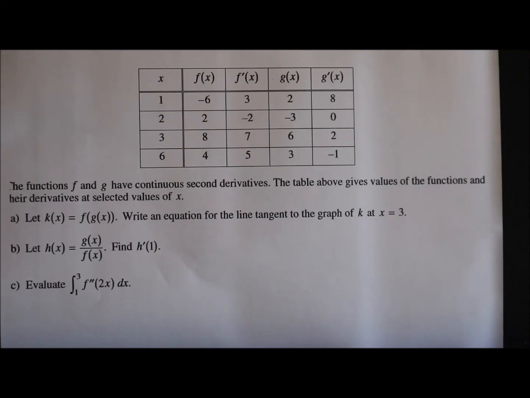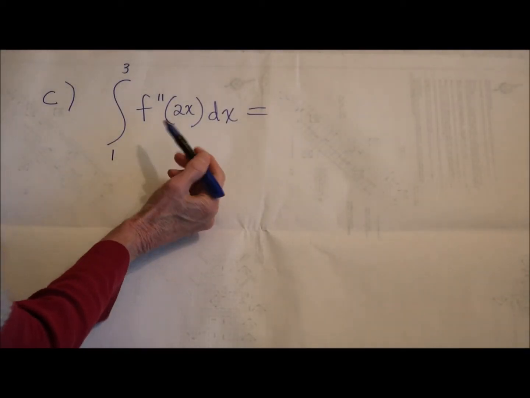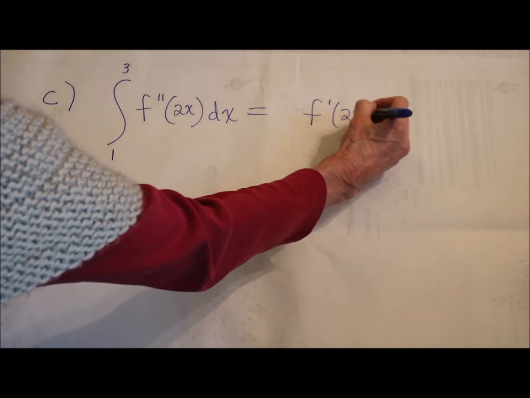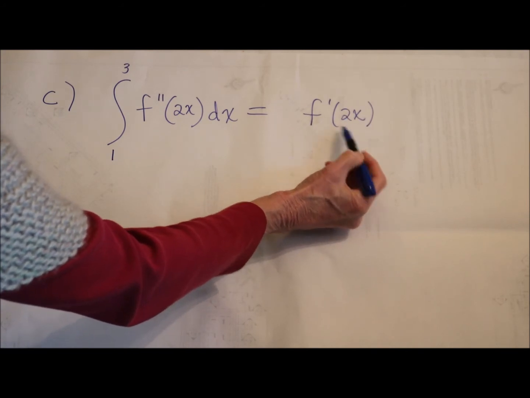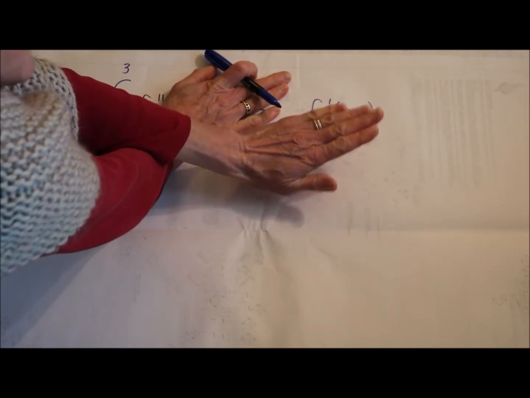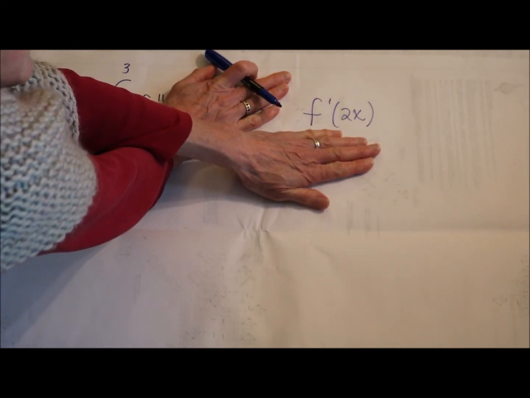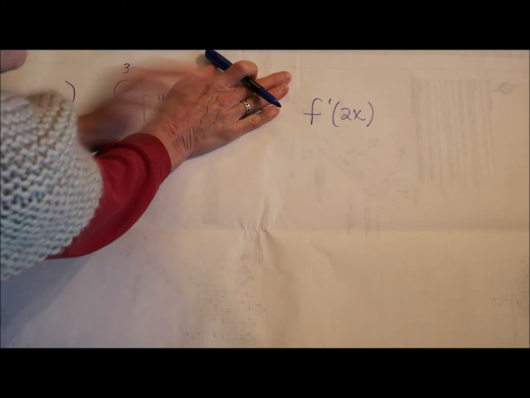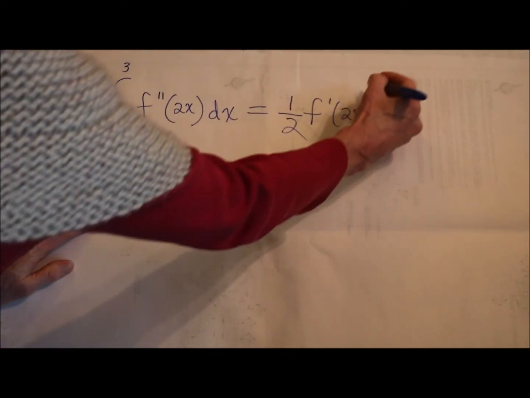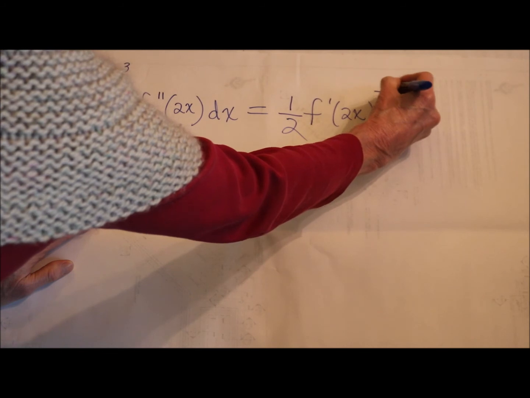And C, evaluate the integral from 1 to 3 of f double prime of 2x dx. All right, well, the antiderivative of f double prime is going to be f prime of 2x, right? And we have to compensate for the chain rule. If I were to take the derivative of f prime of 2x, it would be f double prime of 2x times 2, right? So I have to compensate for that times 2 and put a 1/2 out front. And this is from 1 to 3.